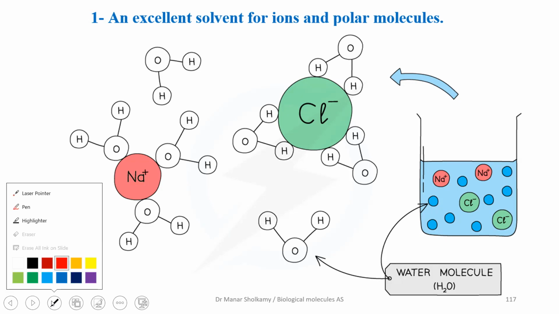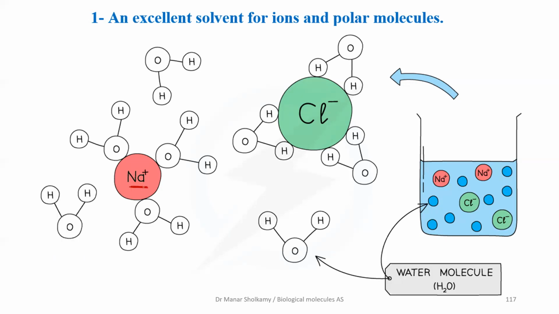Sodium and chlorine. What is the charge of the sodium? Positive. So it will be surrounded by the electronegative oxygen. What is the charge of the chlorine? So it will be surrounded by the electropositive hydrogen. When the water molecules surround the ions, then we say it has dissolved. Now it is a solution. Now the ions are free to react. Now the ions can be transported. That's why water is a transport medium.